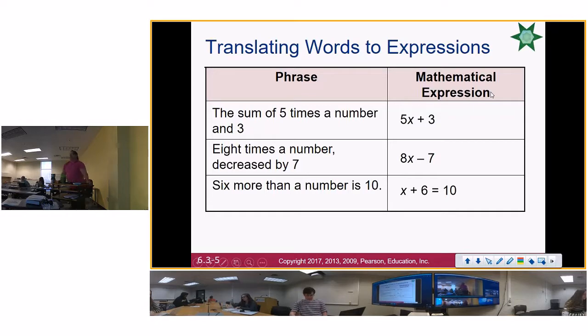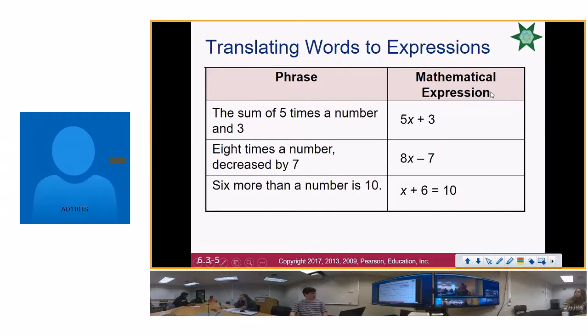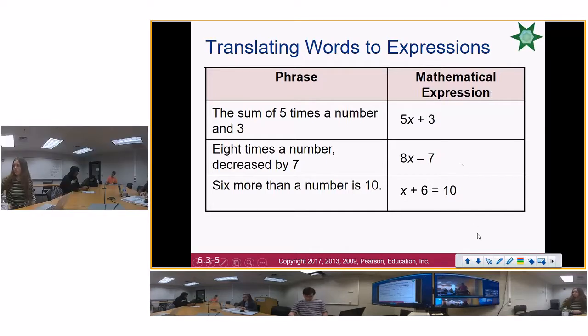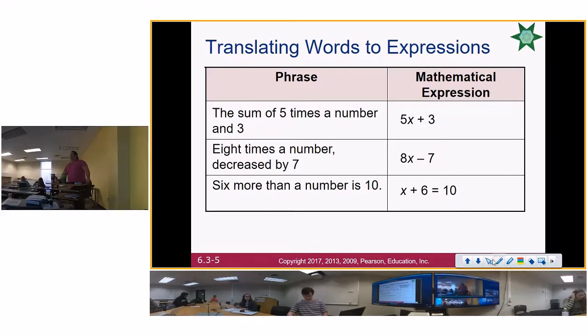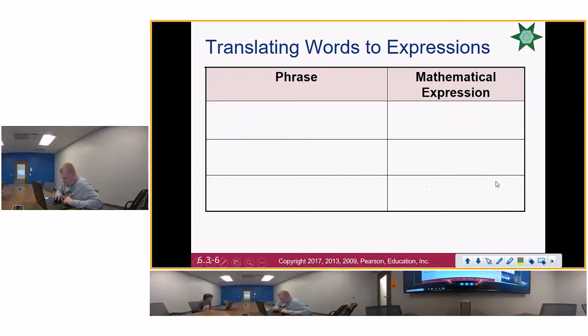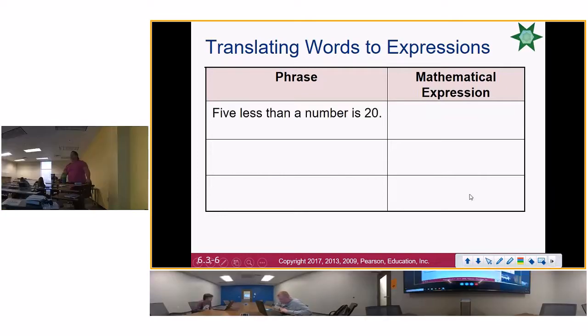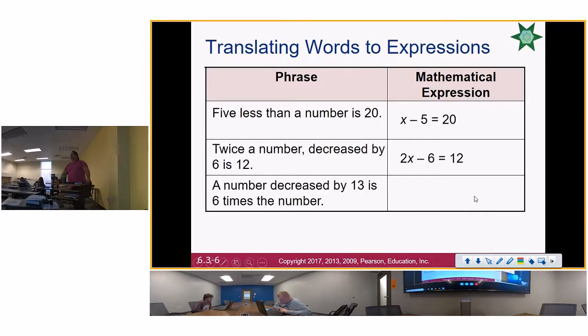Question, gripe, complaint. All right, I'm going to move on. Oh my gosh, more? I thought it was just three, but now it's 4. All right, go ahead and write those down.